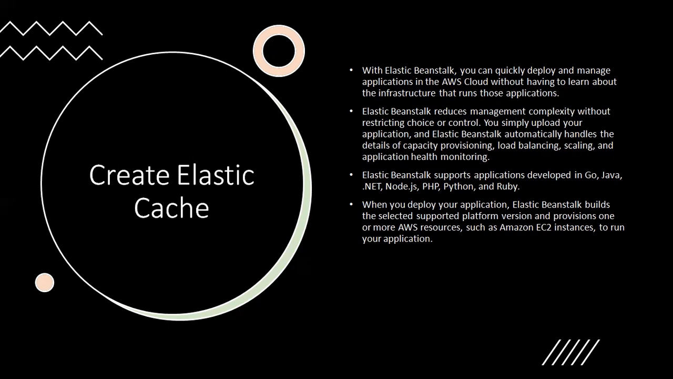Once a cluster is provisioned, Amazon ElastiCache automatically detects and replaces failed nodes, providing a resilient system that mitigates the risk of overloaded databases, which slow your website and your application load times.